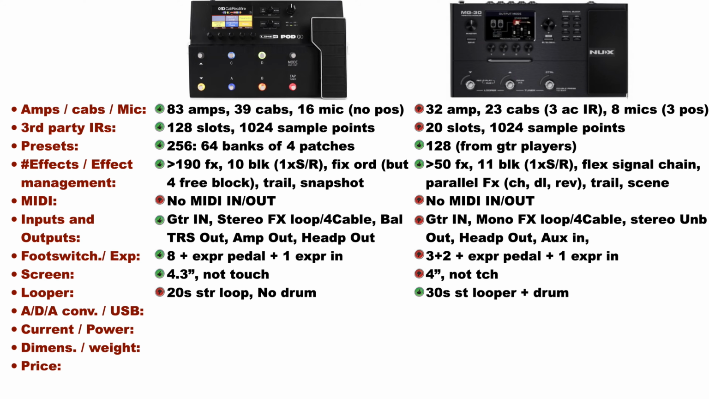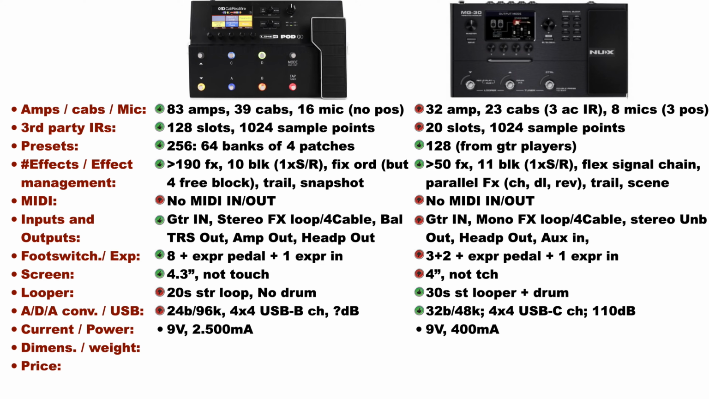As regards ADA conversion, both the units offer a 4x4 USB audio interface, but the MG30 has a USB Type-C connection instead of the Type-B of the Pod Go, and the MG30 offers a higher bit depth. Therefore, I would give the thumbs up to the MG30. The MG30 is less power hungry than the Pod Go, and it is easier to be used with our normal pedalboard adapters.